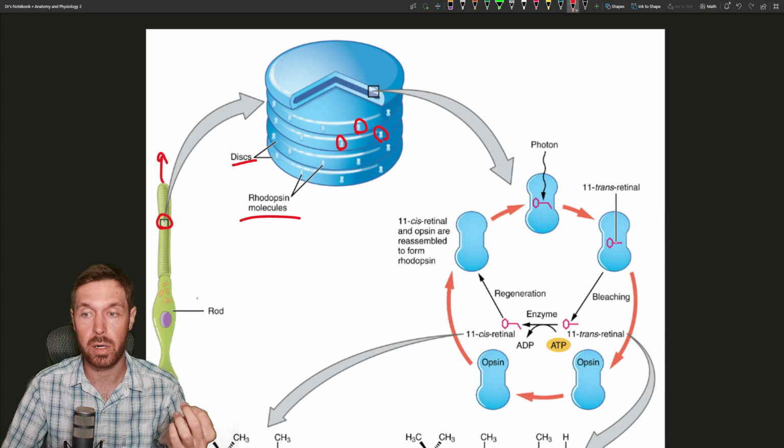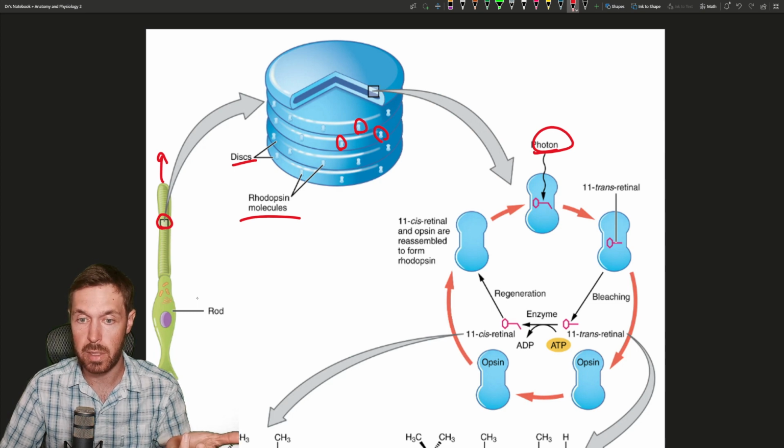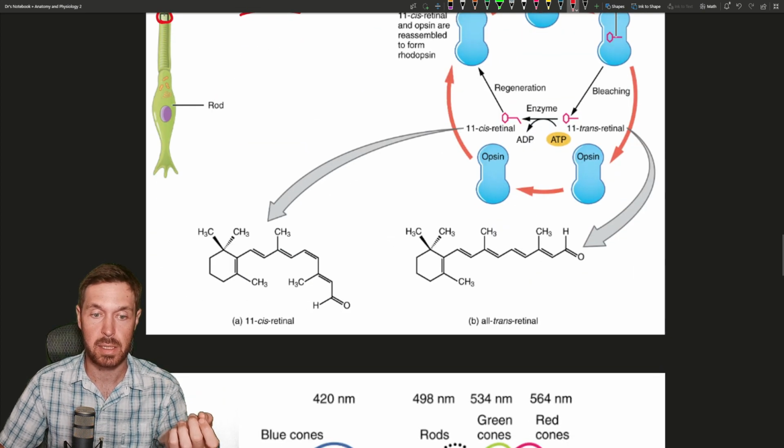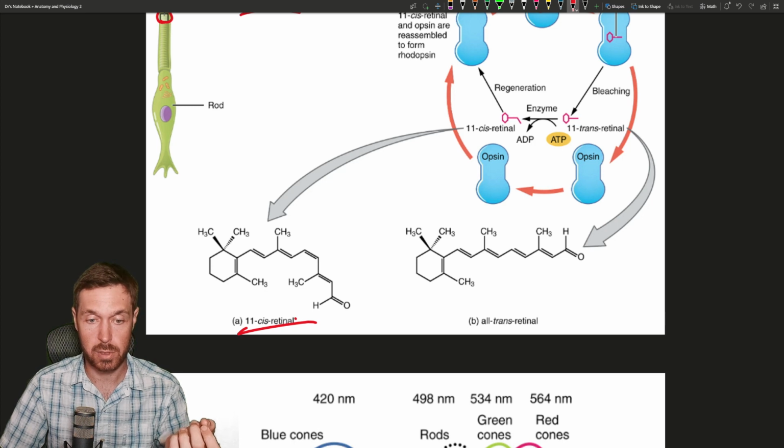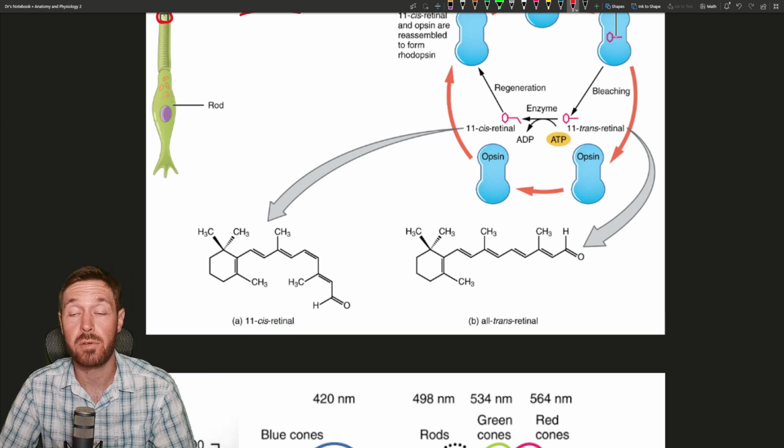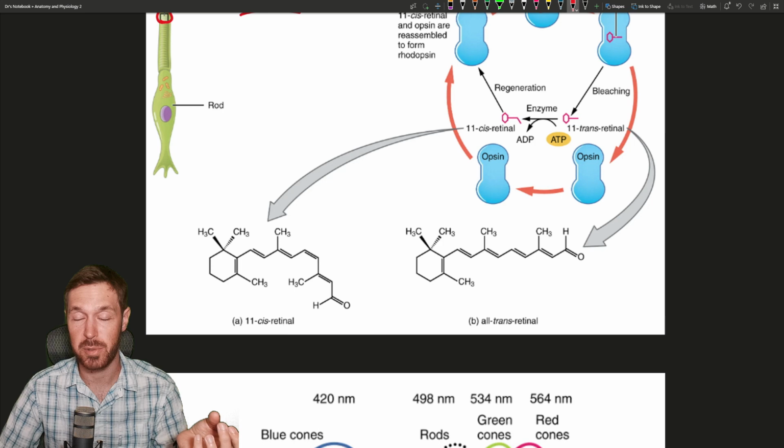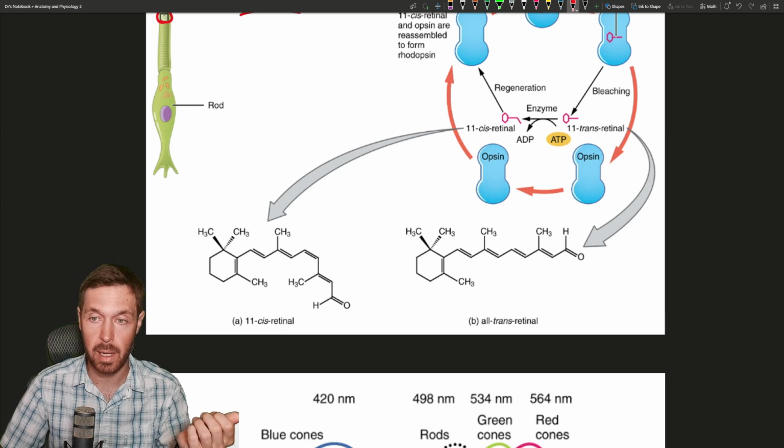And the way this works, light hits it. Here's a photon of light hitting this. And there's a chemical in here called retinal, and that's what this structure is right there. That's called retinal. You can see that down here, 11-cis retinal. This is derived from carrots. So when they say carrots are supposed to help your vision, this is where that saying comes from.